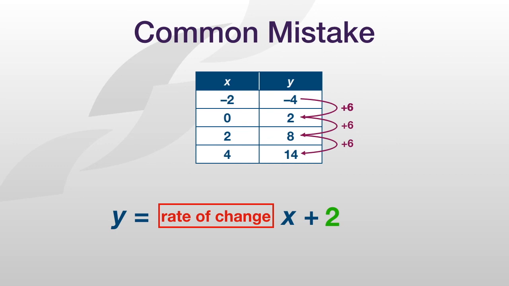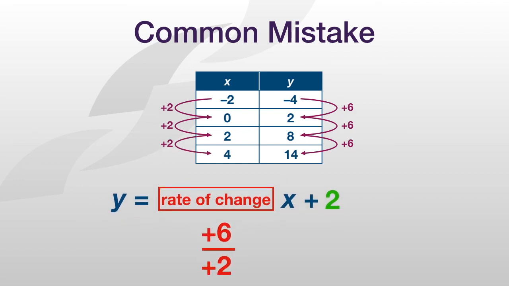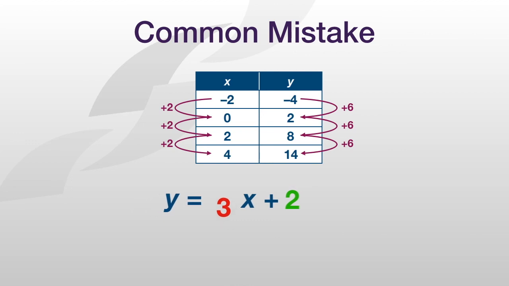But the rate is how the y values change in relation to the x values. So our rate of change is actually positive 6 over positive 2, which equals 3. So the correct equation is y equals 3x plus 2.